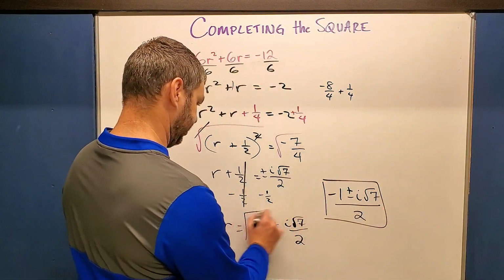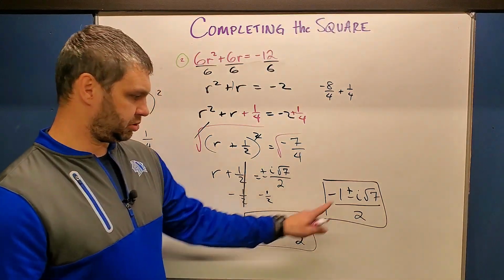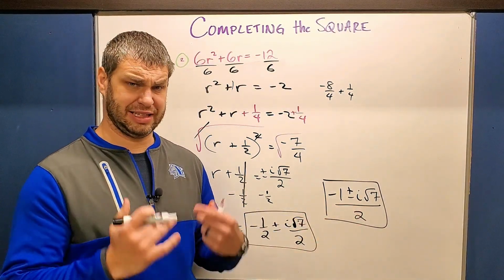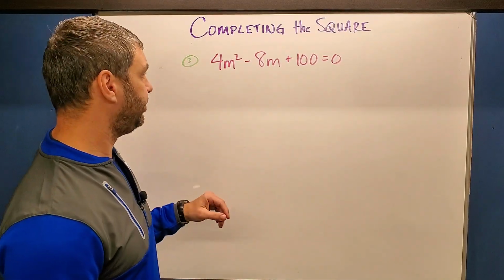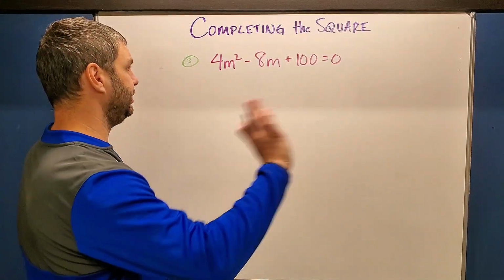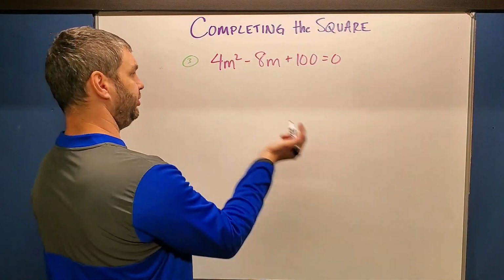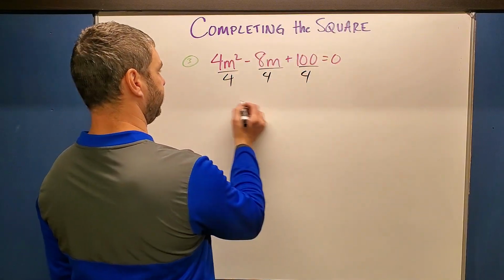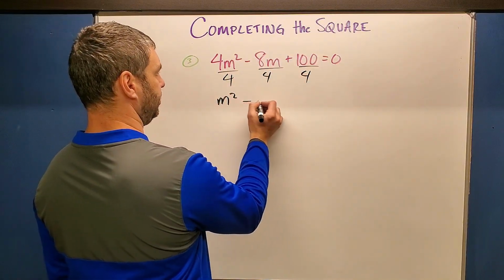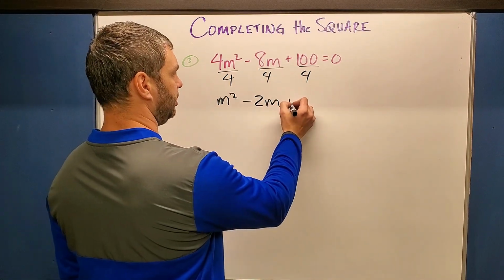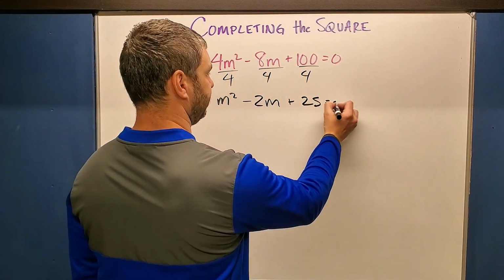Those two things, I'll circle them, those are equivalent. So a little bit ugly with the i, but that's the next level. Let's try a harder one. All right, number 3, one thing that's tricky right off the bat is that this 100 is on the left side. We need it on the right side. However, before we do that even, these are all divisible by 4. So let's divide by 4 and get m squared minus 2m, because 8 divided by 4 is 2, and of course that is 25 equals 0.